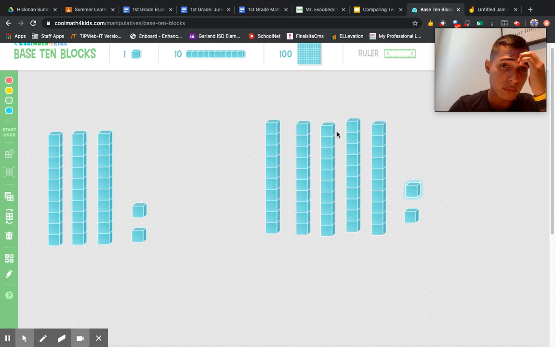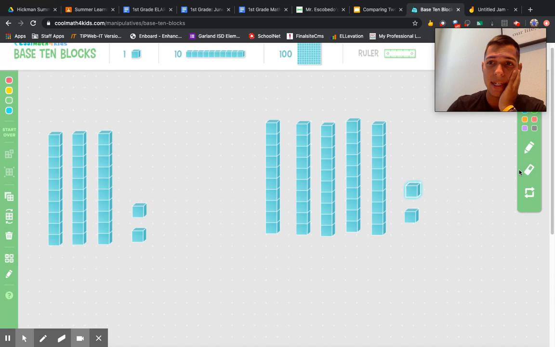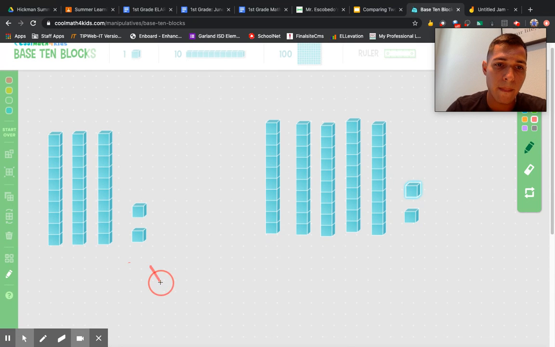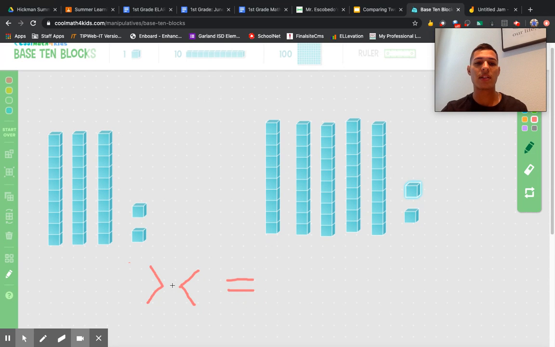Okay. These are our two numbers. Let me write my symbols now. So we always have our greater than sign, less than sign, equal to sign, right?